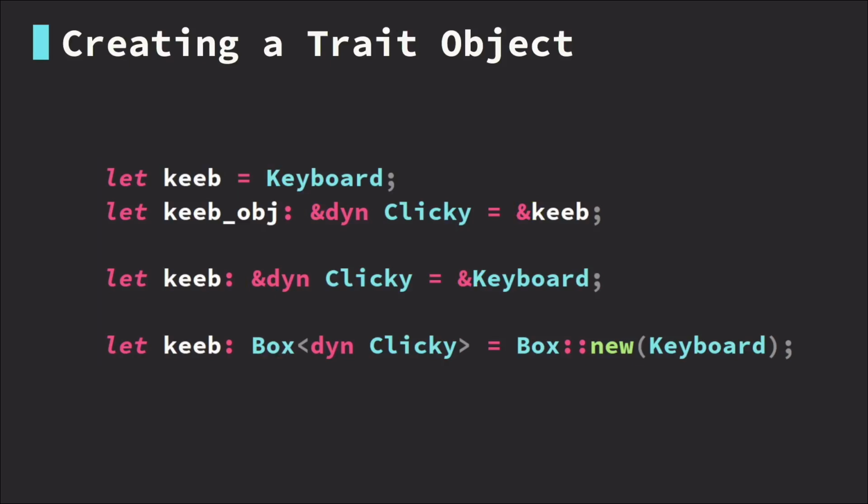So if we set the type annotation to a box and then set the data inside to a din clicky, see that there's no borrow here, so no borrow. Then we just create a new box using box new, and then put our new keyboard into the box. So we're going to create a new keyboard structure. It's going to go into the box, and then now we'll have a keeb that is a trait object because we're using the din keyword, and it's in a box, so we can move it around to different functions or store it in vectors.